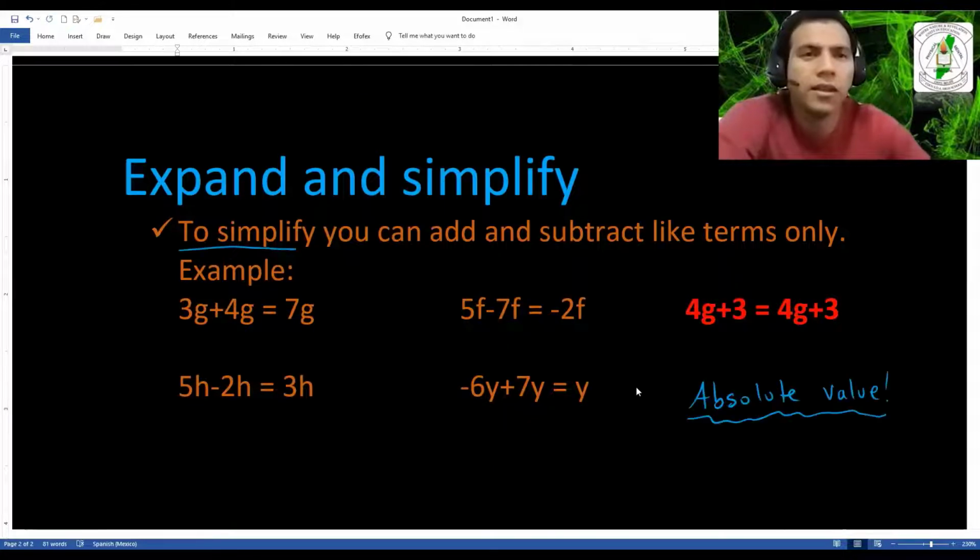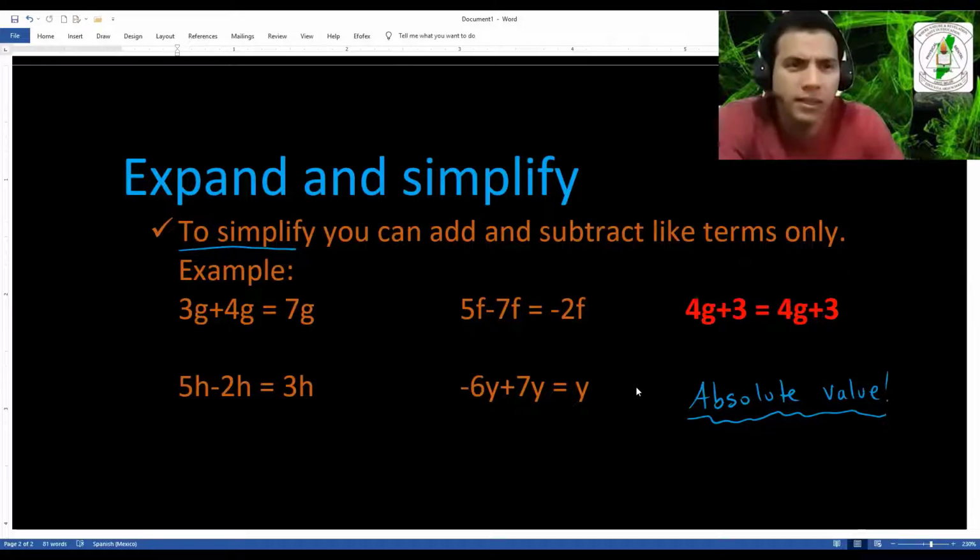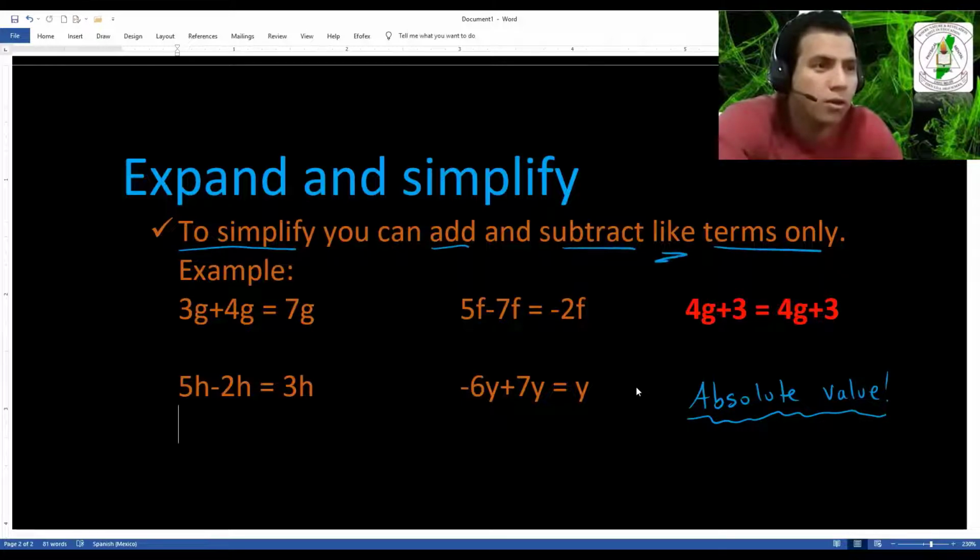Very well. Now we want to focus on expand and simplify. We will apply the concept that we just discovered, which is to expand using distributive law. Now we'll make a combination and we will simplify. Now, what do we do in this case? To simplify, you can add and subtract like terms only. Only if they are like terms you can add and subtract.